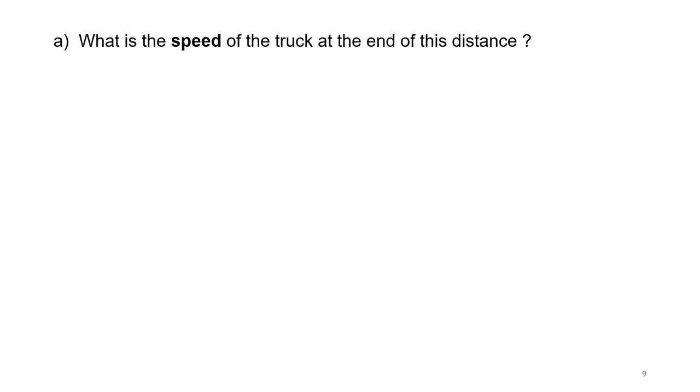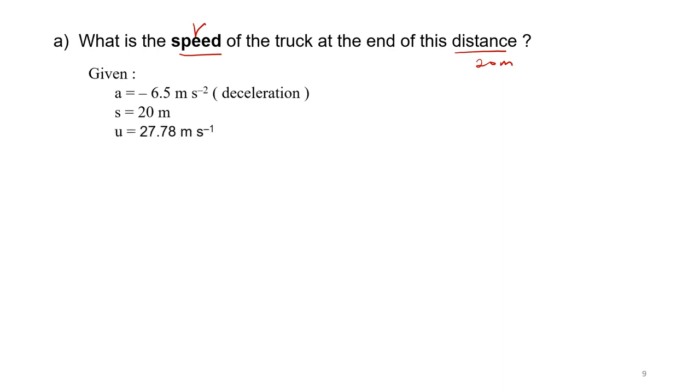Now, question A. What is the speed of the truck at the end of this distance? Distance 20 meters. Given information: acceleration negative 6.5 meters per second squared, distance 20 meters, initial velocity 27.78 meters per second. Now, we use the equation V squared equals U squared plus 2AS.